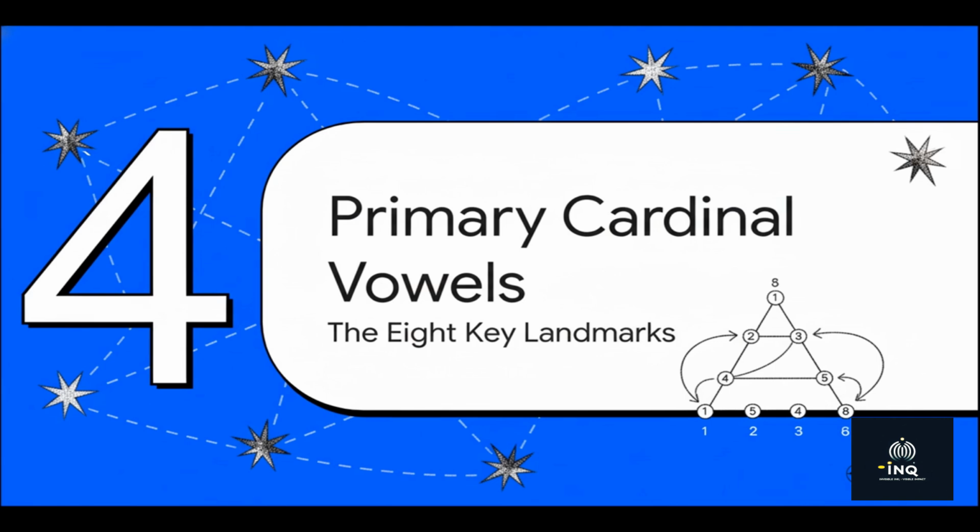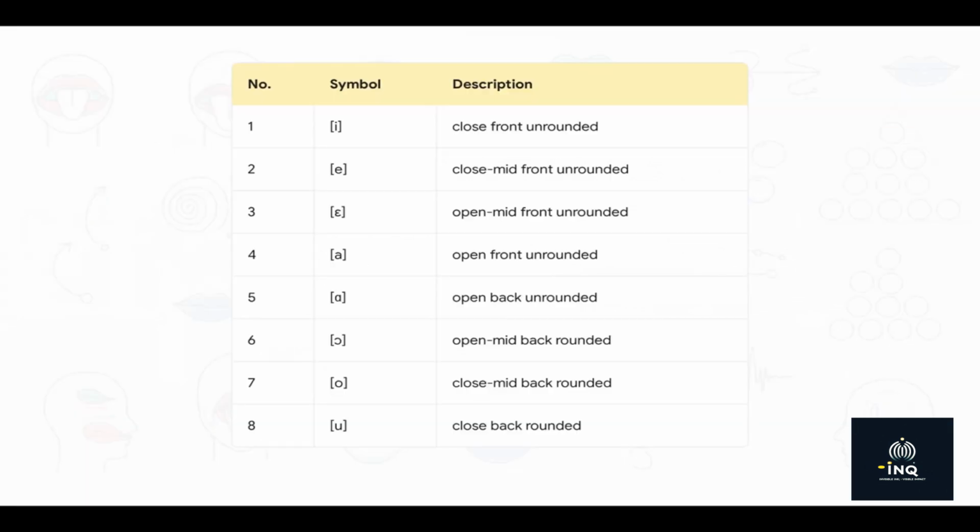So now it's time to start populating our map. And we begin with the 8 most important landmarks on this map. These are known as the primary cardinal vowels, and they are the foundation for the entire system. Here they are, our 8 key landmarks. Each one is just a combination of our 3 dimensions.